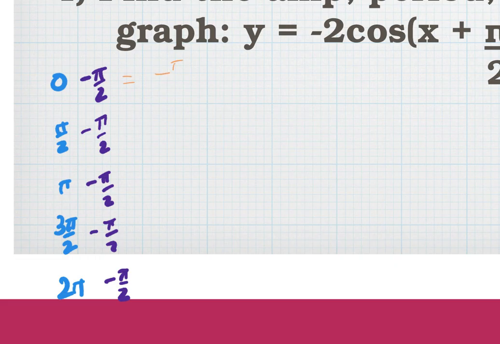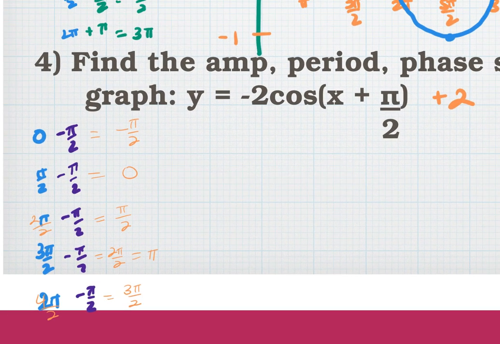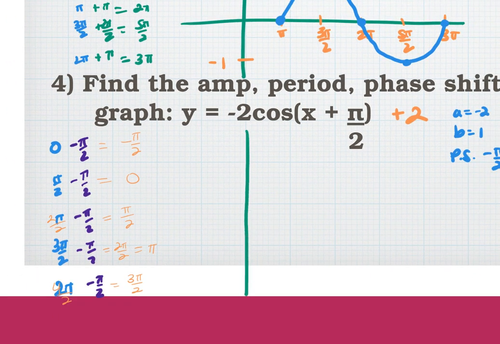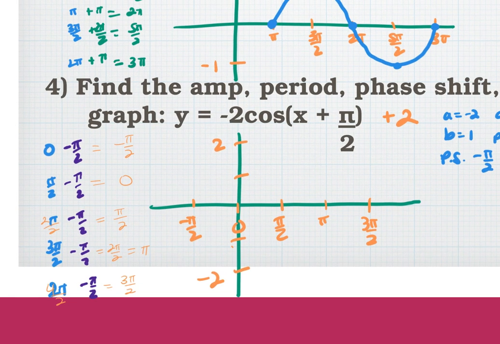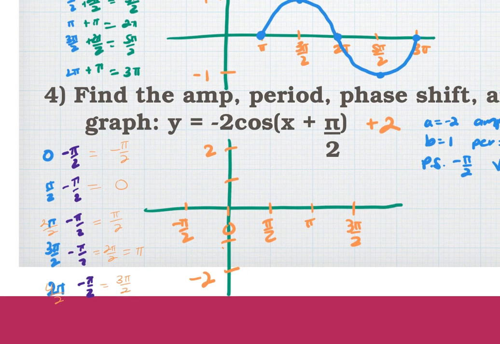So I get negative pi over 2 for my first one. 0. This would be 2 pi over 2 minus pi over 2, so pi over 2. 2 pi over 2, which is pi. And this becomes 4 pi over 2, so 3 pi over 2. So on the x-axis, I've got 1 negative, 1 at 0, and then the rest positive. My amplitude is 2. It's a negative cosine. And then we have to shift it up 2.